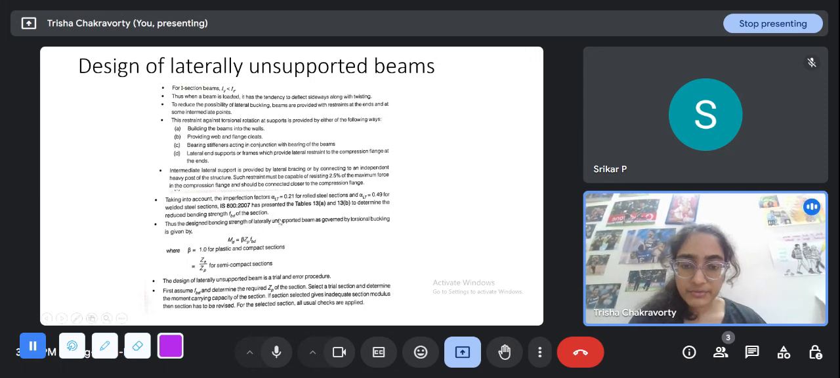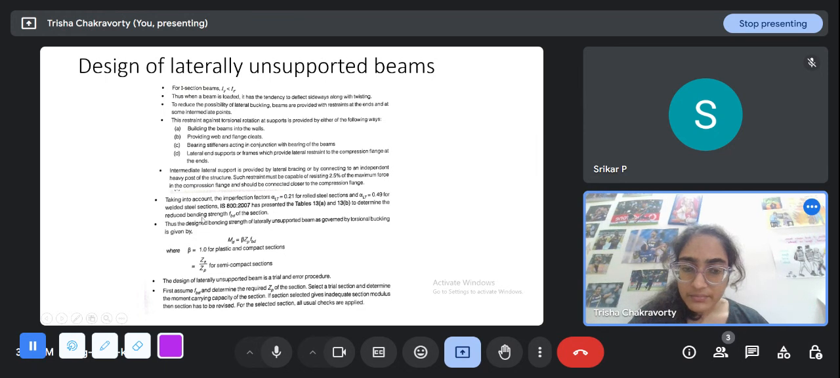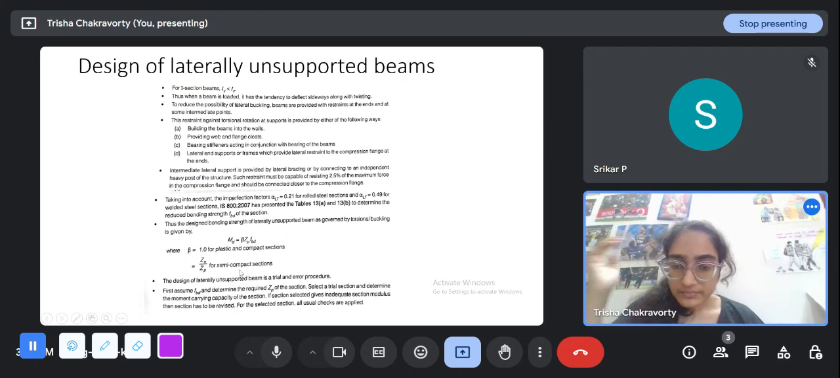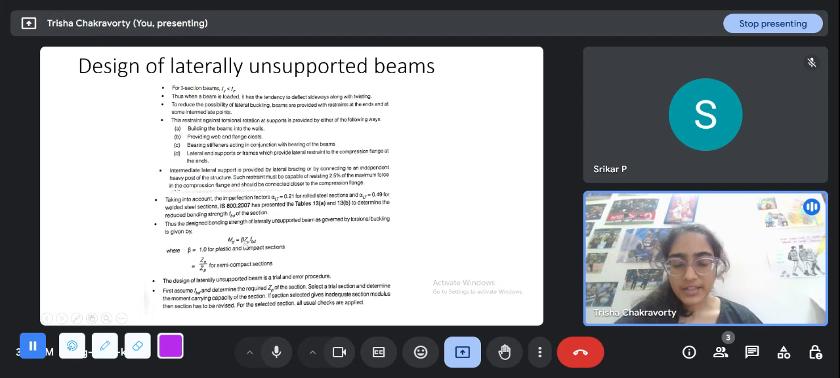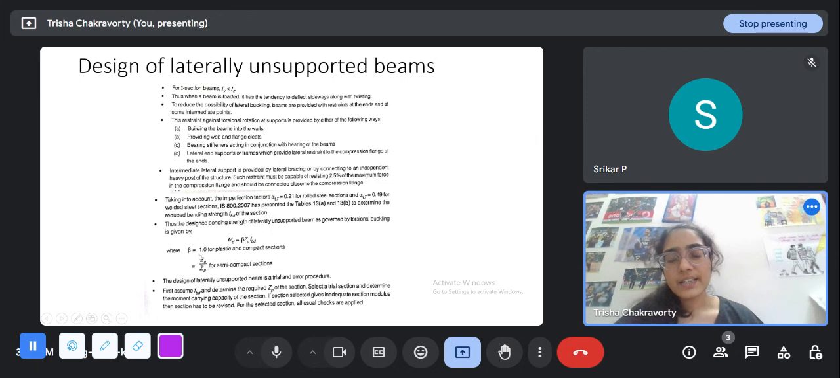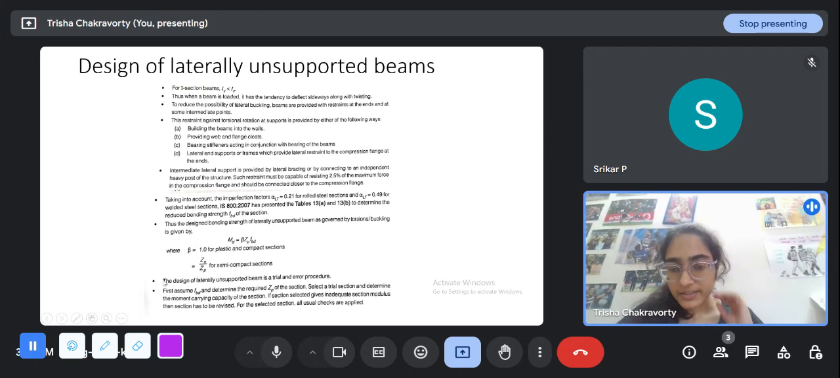There is an imperfection factor that takes into account the shapes, whether it's rolled or welded, and there is a reduced bending strength FBD of the section, and the design bending strength MD is beta ZP into FBD. ZP is the plastic modulus, and FBD is this reduced bending strength, and beta is 1 for plastic and compact sections, and the shape factor ratio for semi-compact sections.